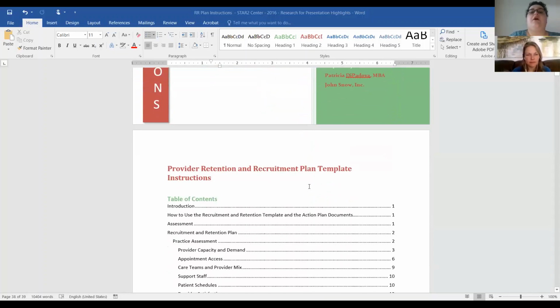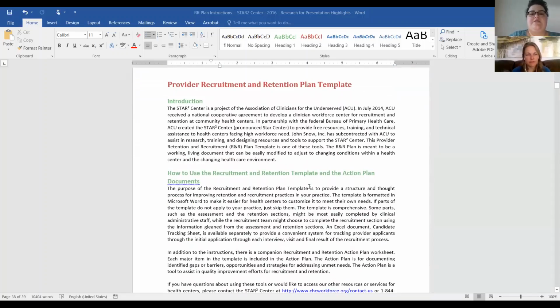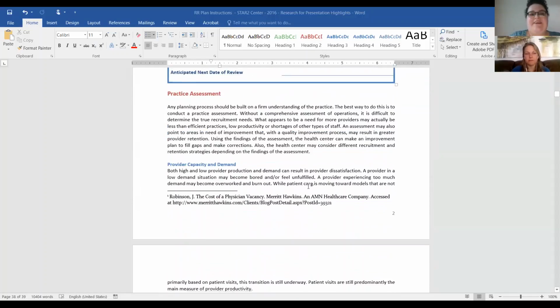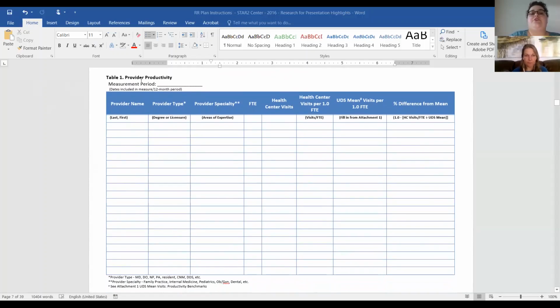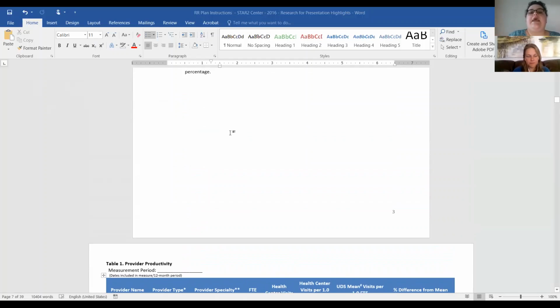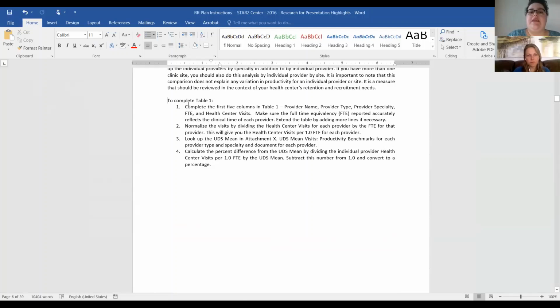So this is our instruction plan. As you can see, there is a lot on here, but really the key is going to these different areas, and here are the different charts that your health centers will be able to use to fill them out. As I talked about, the provider productivity chart is one of these, and it can be customized for exactly what they need. Here are the instructions for exactly how to complete the table. This is the one where you're looking at the full-time equivalent, and how productive they are across UDS means and other health centers.